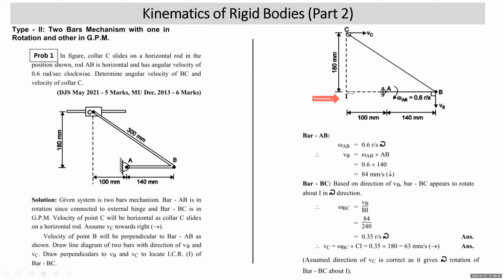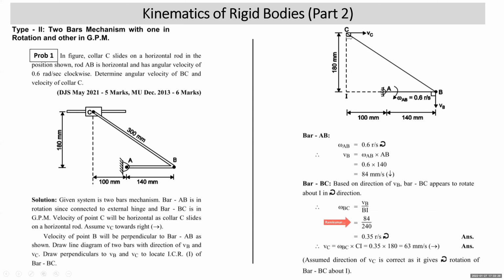All right. Then look at the direction of VB. You'll understand that bar BC appears to rotate in clockwise direction. So omega BC will be VB upon BI. VB is already known to be 84. BI distance is 240. So you get 0.35 radian per second clockwise.